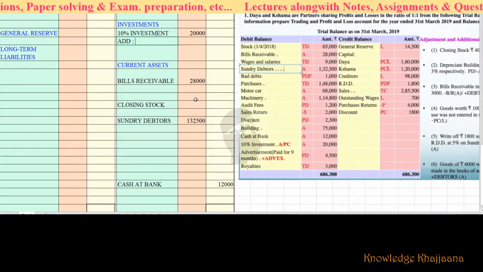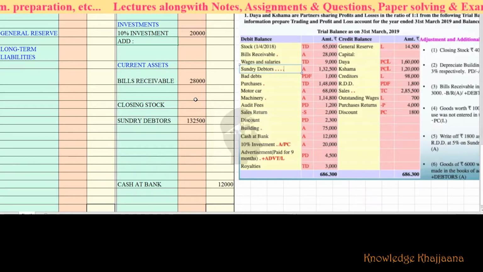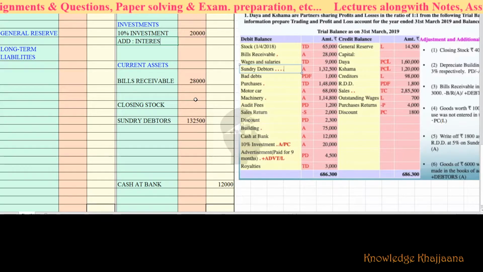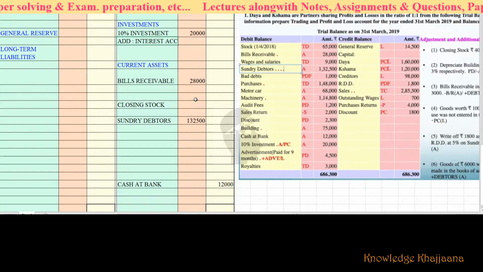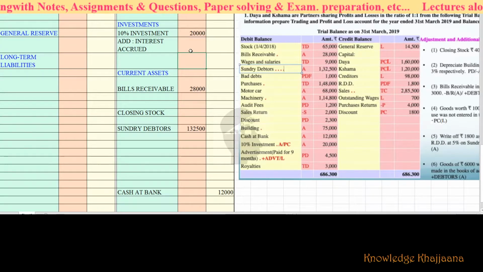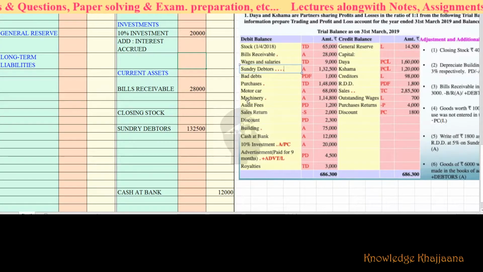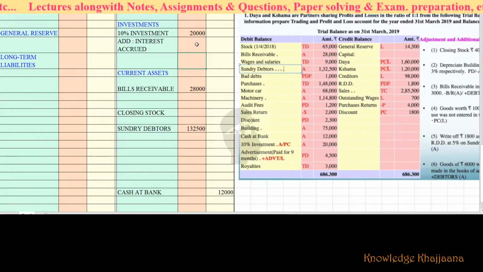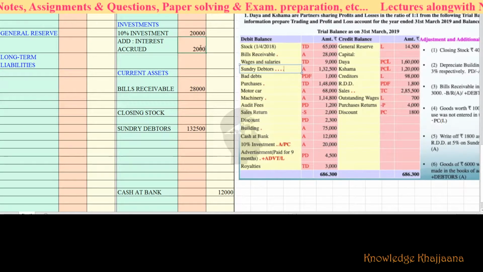Add interest accrued. Okay, add interest accrued. How much interest has been accrued? At 10% on 20,000 it is rupees 2,000.